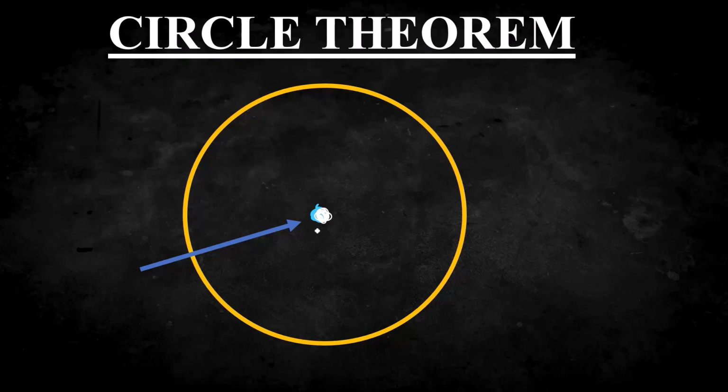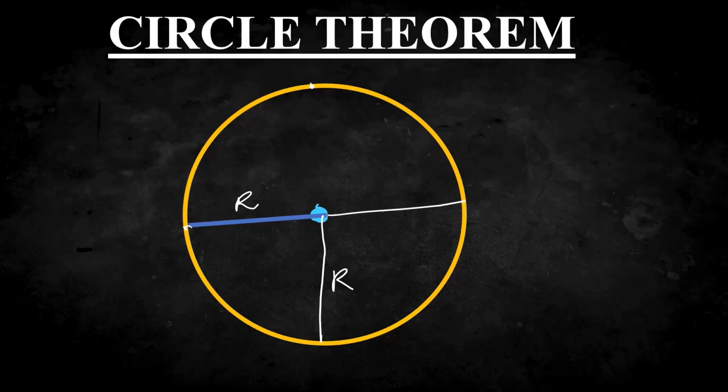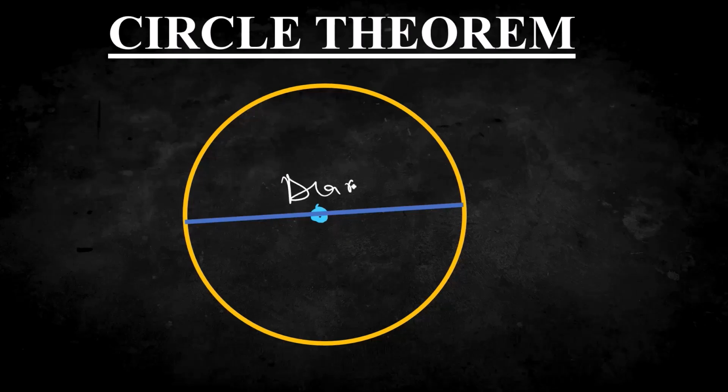Once we know the center, we can locate our radius. From the circumference here to the center, we have a radius. We can have another radius here, one here, and one there also. So that's the radius. Knowing the radius, we can also talk about the diameter. So the diameter is the sum of the two radii.